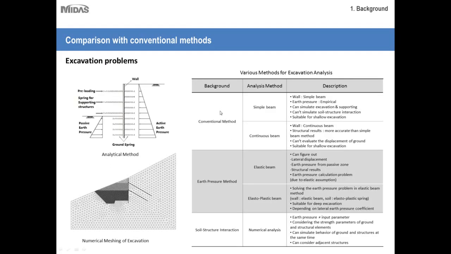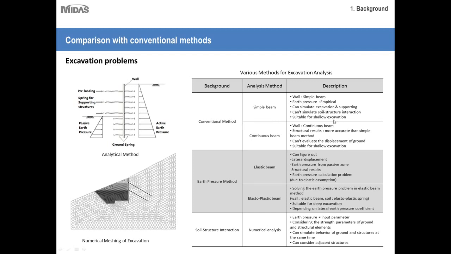Okay, now excavation problems. Once again, I've divided the different applications according to the methods that are used for them. First, let's take a look at the conventional method. Simple beams and continuous beams both fall under the conventional method section. The main thing to remember is that they're suitable for shallow excavations.